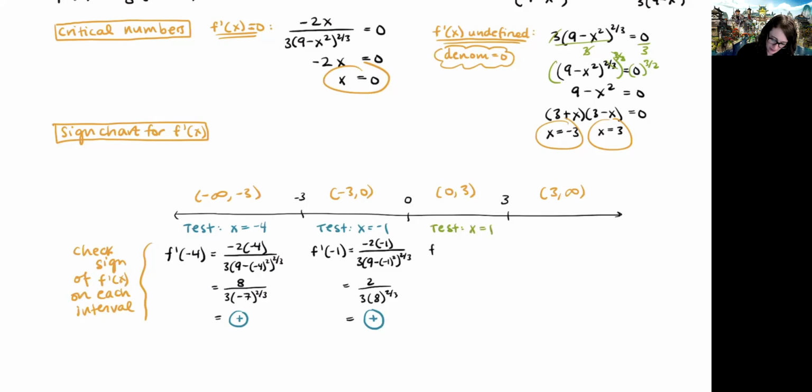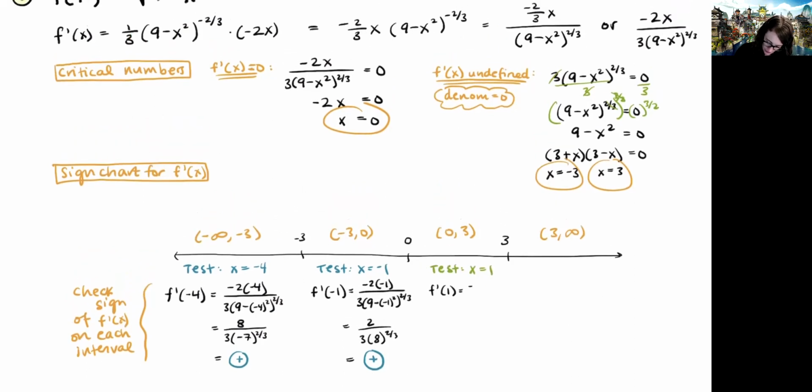So we'll say f prime of 1. So it's -2 up top times x, so -2 times 1, over 3 times (9 minus 1 squared) to the 2/3. All right, up top we'll have a -2 this time. Down bottom we'll have 3 times 8 to the 2/3. Now I know we could simplify this further, but again, all we care about is the sign. So it'll be negative up top and a positive down bottom. So when you divide those overall, that number will be negative.